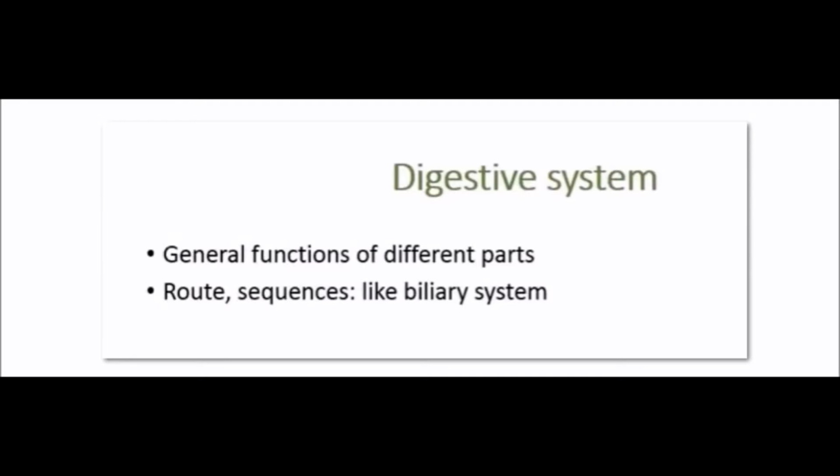For the digestive system, same thing basically. What's the general function of this? Why do we have this? Why do we have that? Plus routes and sequences, like the biliary system, for example, like the hepatic portal circulation, where it goes from what to what, and so on. So general functions and routes and sequences, and if you see numbers, that will be important as well.